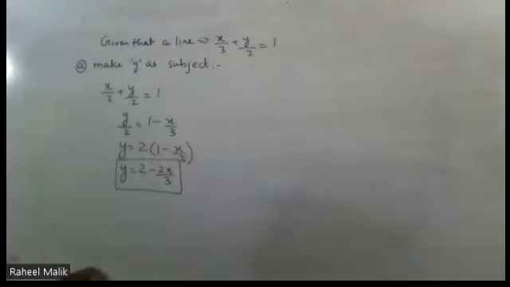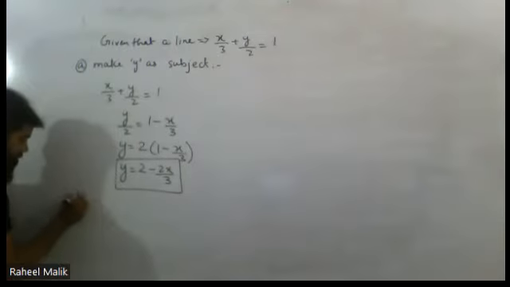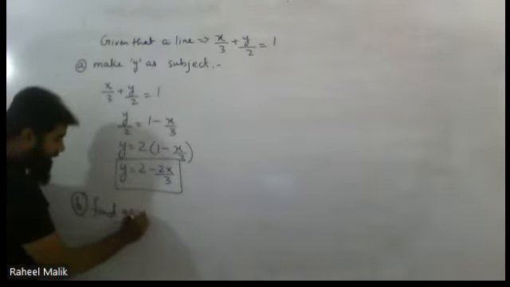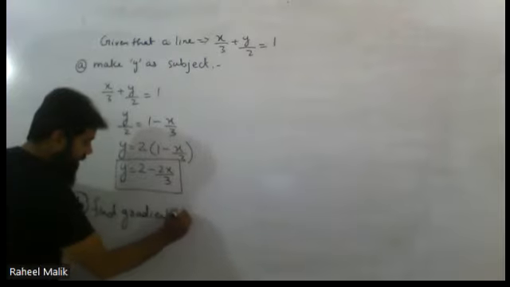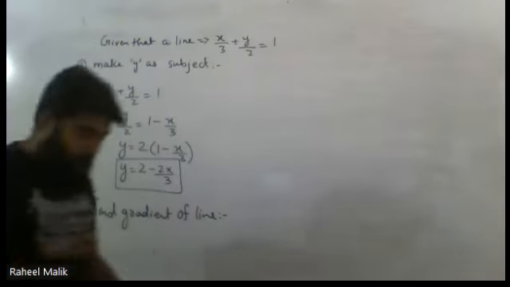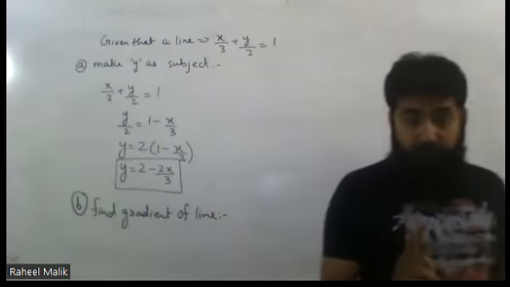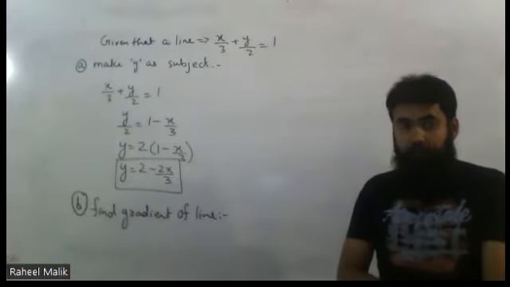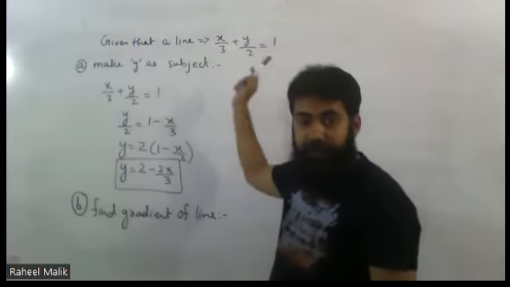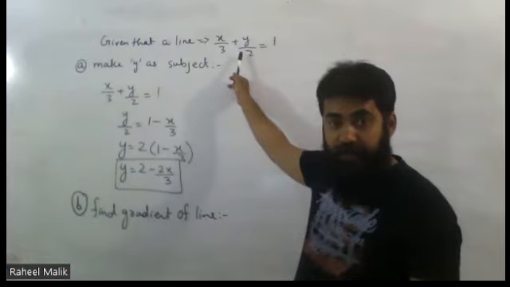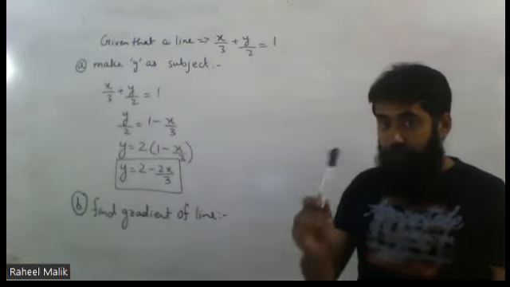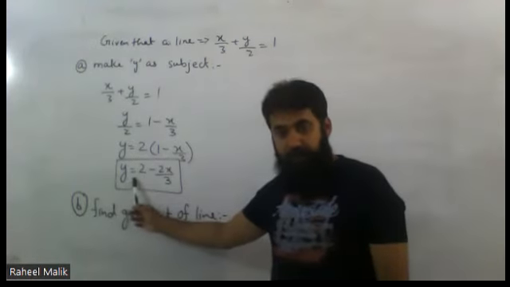Now, in the B part, they are saying find the gradient of the line. Okay. Now, if I have to find the gradient of the line and the equation of the line is given, first of all, I have to make y the subject. Over here, no coordinates are given. The equation of the line is given and they are asking what is the gradient of the line. So first of all, I have to make y the subject, which I have already done.